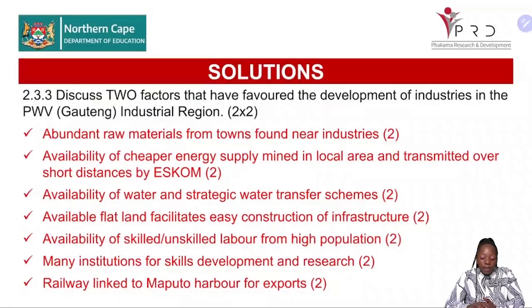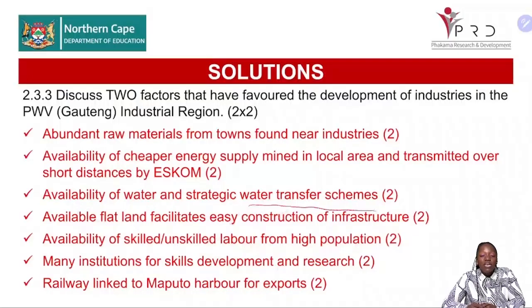Also, the availability of water and strategic water transfer schemes. Remember, even if Gauteng can be dry at times, because they have these water transfer schemes, it means they will never run out of water. And also, water is needed for processing and manufacturing of the raw materials. So therefore, it also becomes a favoring factor because they do have water that is available.